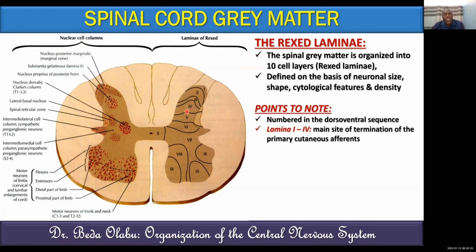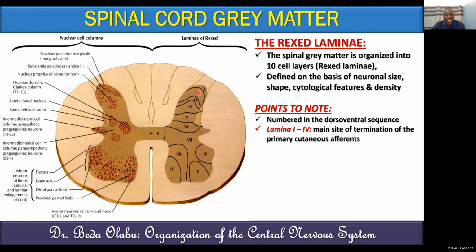Histologically, in lamina 1 to 4, there are 4 different layers of cell populations, and that's why they are named 1 to 4. And you may come across some names. Lamina 1, which is the most peripheral, is the one we call the lamina marginalis, or the marginal zone.